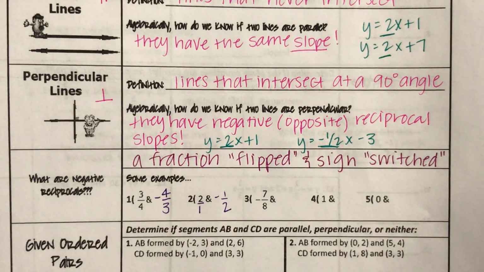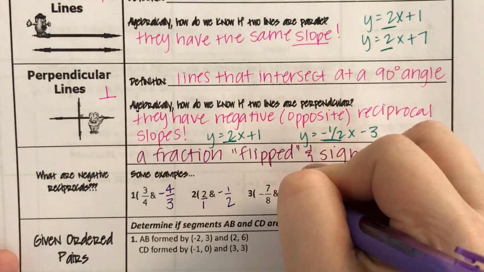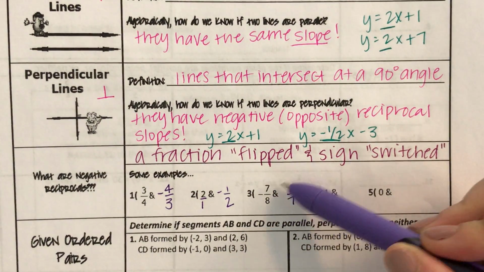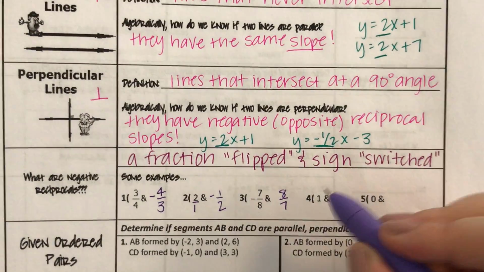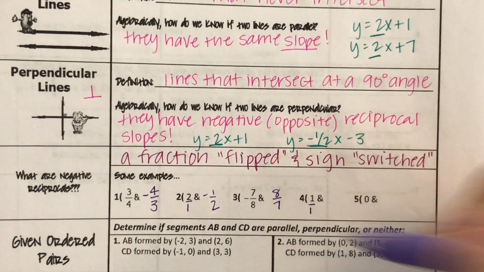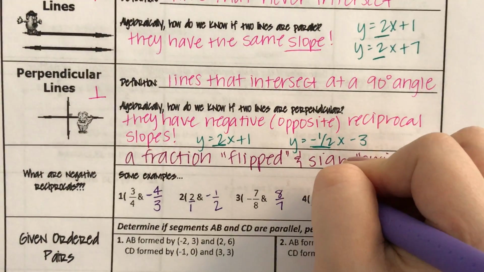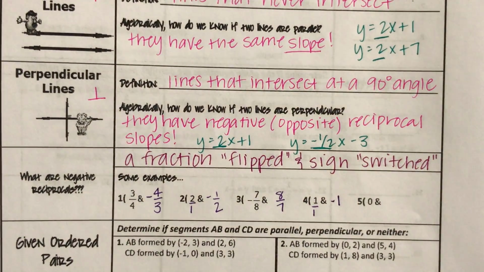Okay? All right? 7 over 8, I want to flip that over to make it 8 over 7. And since this one is negative, this one is positive. I don't put a negative or a positive sign in front of it. It's just the way it is. Okay? 1, if I want to make 1 a fraction, put 1 underneath it. 1 over 1, well, if I were to flip that over, I would still have 1 over 1, so 1. This one is positive, so this one has to be negative. So 1 and negative 1 are perpendicular slopes.